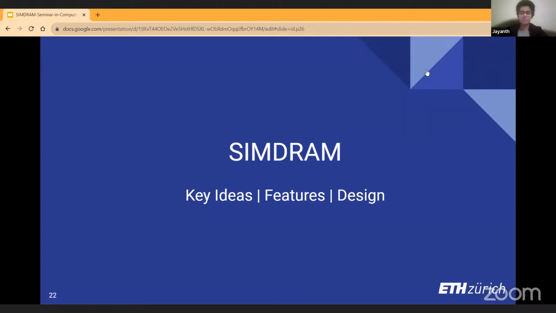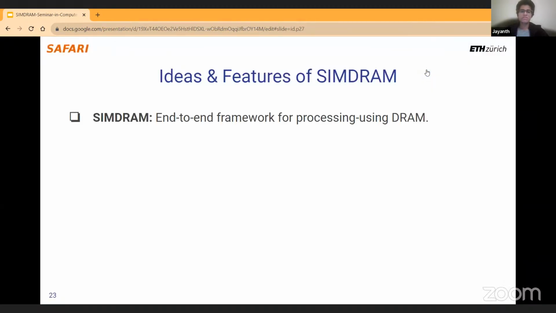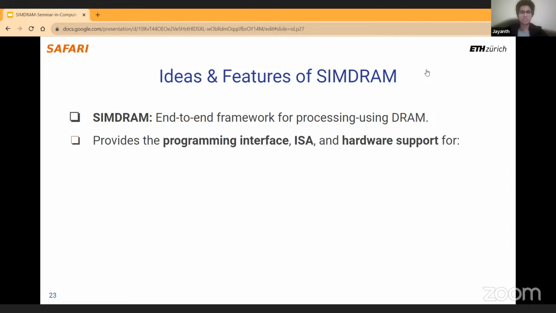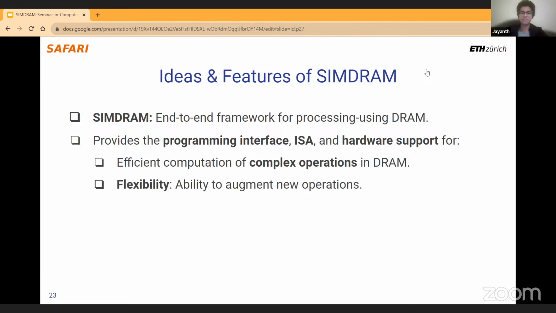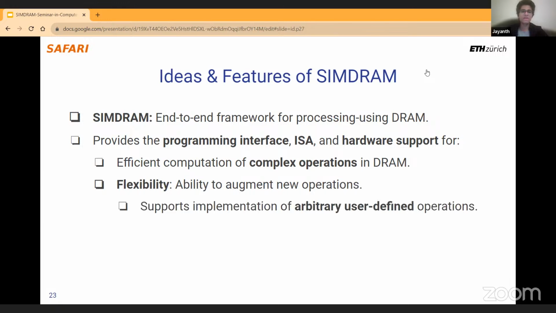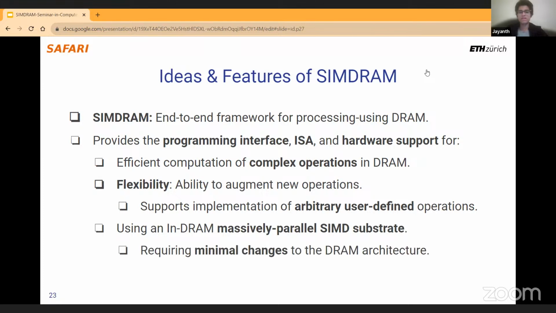So coming to our focus work, which is the SIMDRAM framework, we will now discuss its key features and how the framework is designed. As mentioned, SIMDRAM is an end-to-end, that is, a comprehensive framework for in-DRAM processing. It gives us the programming interface, the instruction set architecture, and hardware support for efficiently implementing complex operations within the DRAM subarray. It is also flexible in that users can define their own operations and add them to the framework. And furthermore, it needs only minimal changes to the DRAM architecture.